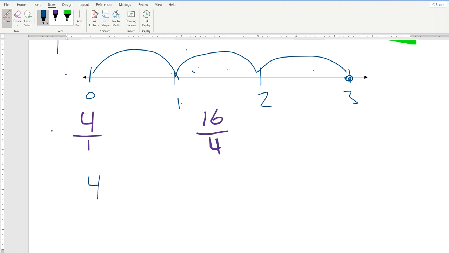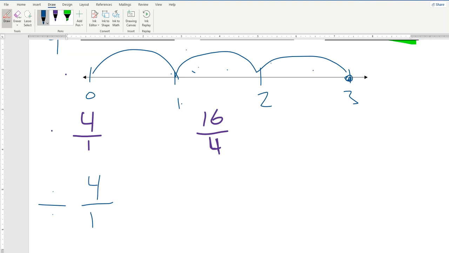So let's look at 4 over 1. Now, if you look at a division symbol, it kind of looks like a fraction, except there's a dot for the numerator and a dot for the denominator. Fractions are very similar to division. In fact, they work the same way.